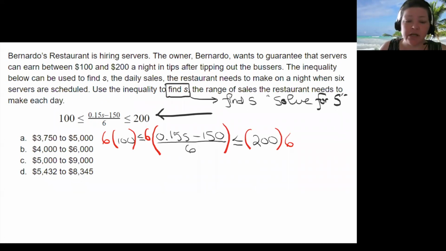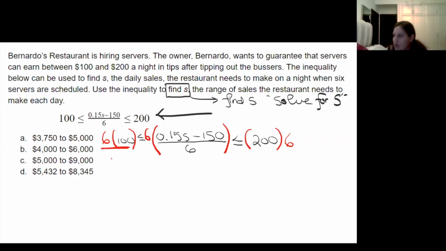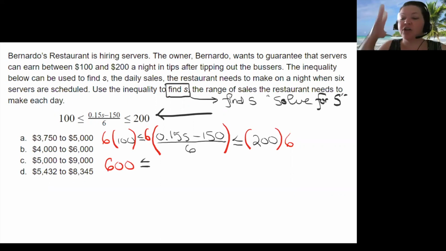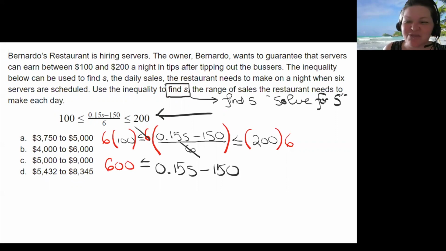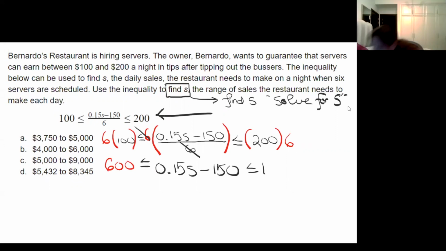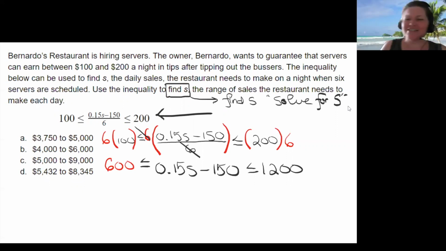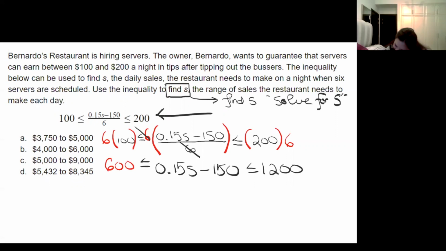Let's make it happen. Let's look at the left-hand side. What is 6 times 100? 600. Yes, ma'am. Now, look at the middle. Everybody goes, oh my God, I don't know what to do. I'm like, multiplying by 6 and dividing by 6 are opposites. You don't have to do anything. It just cancels. What's left in the middle is just that expression without the 2 6s. So we have 0.15S minus 150. The multiplying by 6 and the dividing by 6 canceled. 200 times 6 is 1,200. So you can do the division or you can get rid of the division.